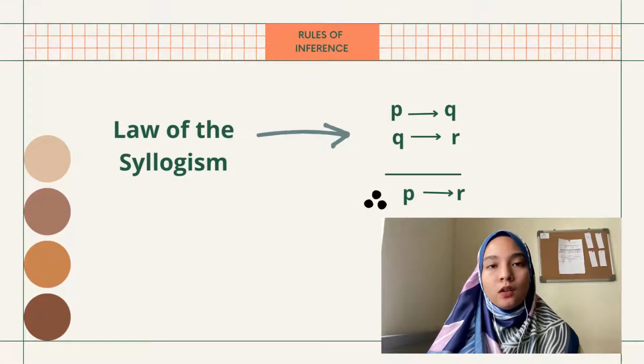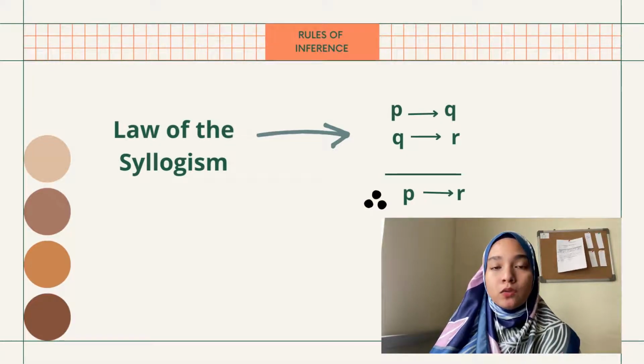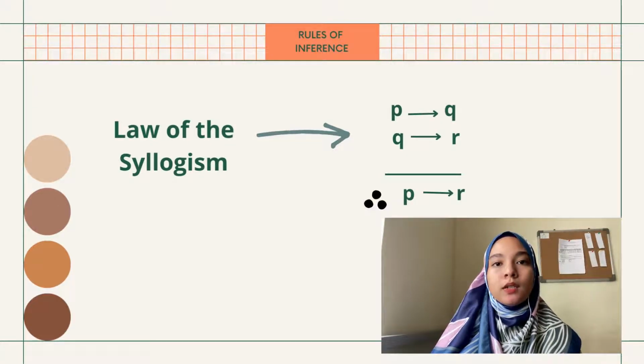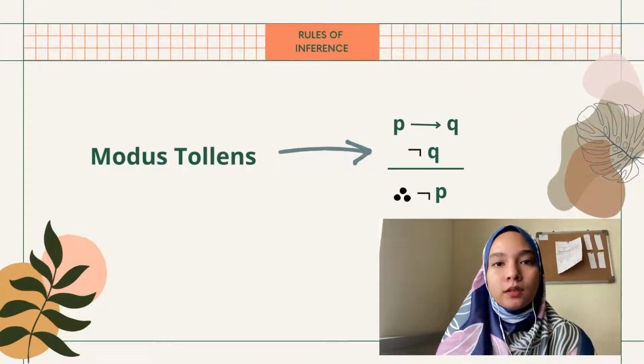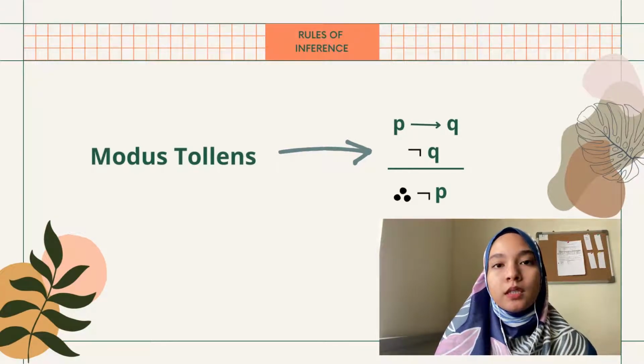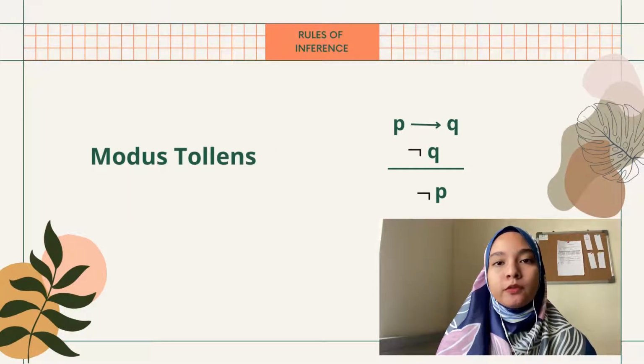The next one is law of syllogism. If the first premise is P implies Q, while the second premise is Q implies R, you can cancel both Q, but you need to make sure that you start with the Q on the right. Therefore, you will get the conclusion, which is P implies R. The third rule of inference is modus tollens. When there are two premises which are P implies Q and not Q, the conclusion that you will get is not P. You can get the conclusion by cancelling the same variable.